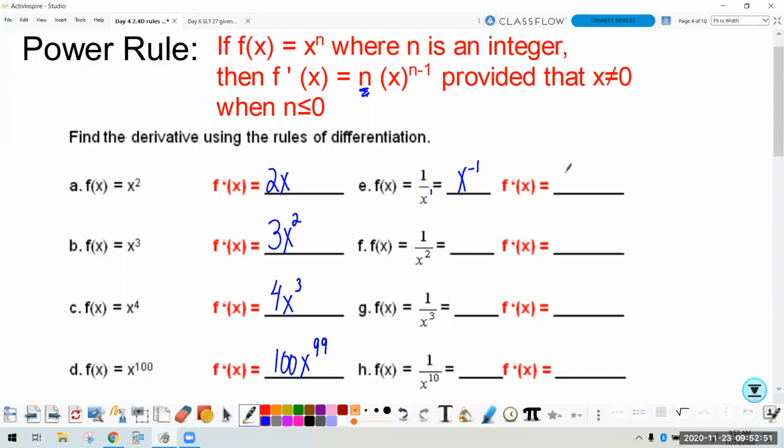Negative 1 becomes the coefficient. Subtract 1 from the exponent. So negative 1 minus 1 is negative 2. But we don't leave negative powers in our answer. So I'm going to rewrite this as negative 1 divided by x squared. Just this term with the negative exponent moves back to the denominator.